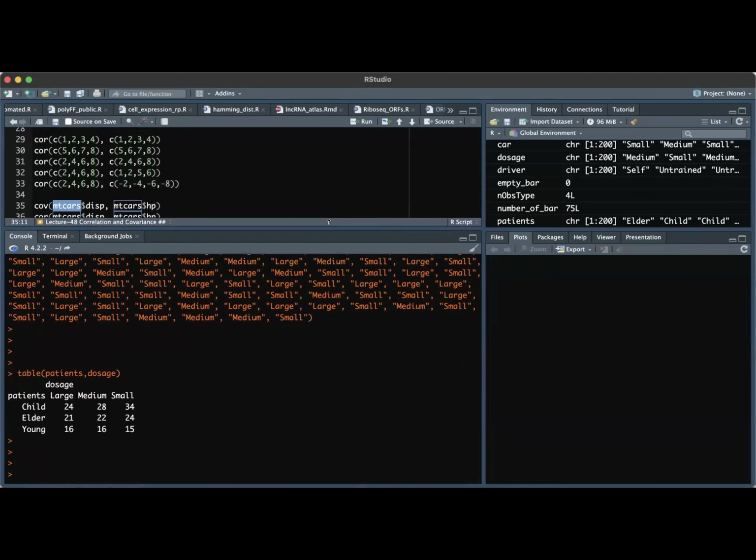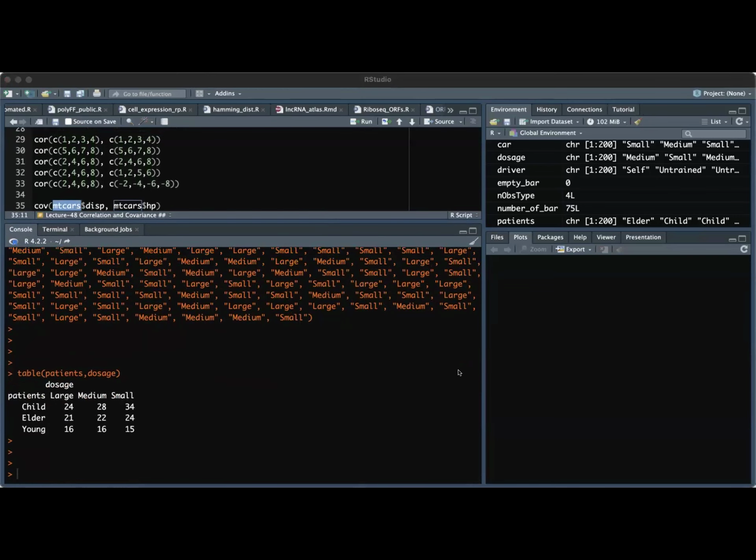And for the 8th question, which of the following statements is correct? Number of elder patients who are given small dosage more than the number of patients given small dosage. So it would be all these patients. So we do this.